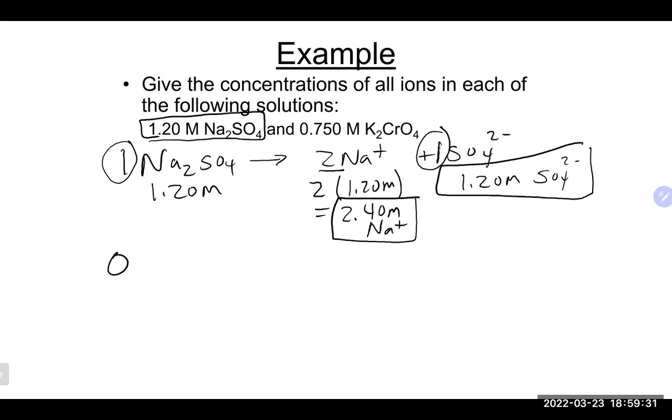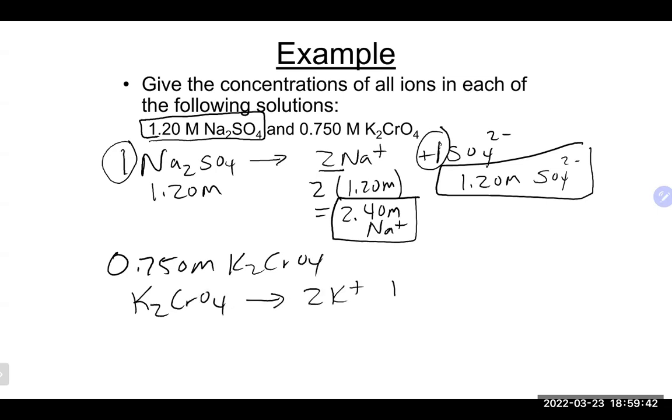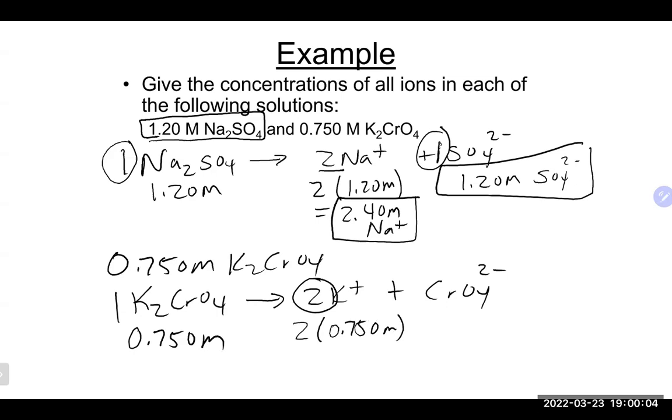We can do the same thing here with this guy, the 0.75 molar K2CrO4. When this breaks apart, that's potassium chromate. It breaks apart into a couple of potassiums and a chromate that has a -2 charge. Same thing here, if this is 0.75 molar for the whole thing, when we look at the relationship between the whole thing and potassium, it is a 1-to-2 relationship. So if you were just interested in the potassium, we would take 2 times 0.75 molar, giving us a molarity for the potassium of 1.5 molar.